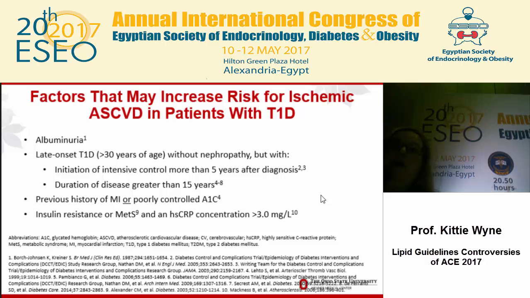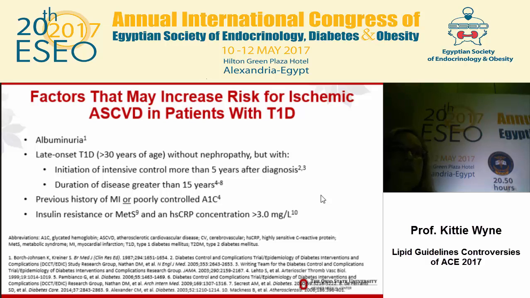People with type 1 diabetes who have any amount of albuminuria have an increased risk of cardiovascular disease. Someone with late onset, which we defined as after age 30, without nephropathy, but who is still uncontrolled after more than 5 years, or has had a previous history of an MI, or during that 5 to 15 years have been uncontrolled.